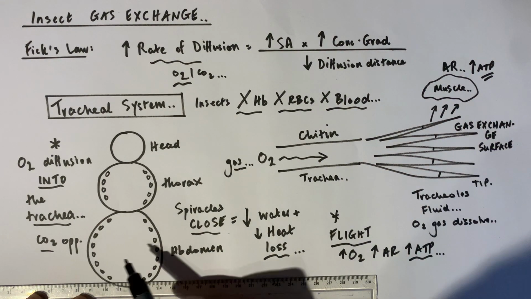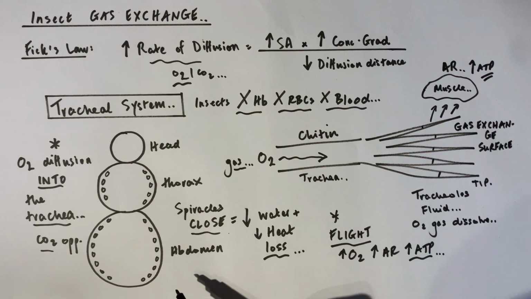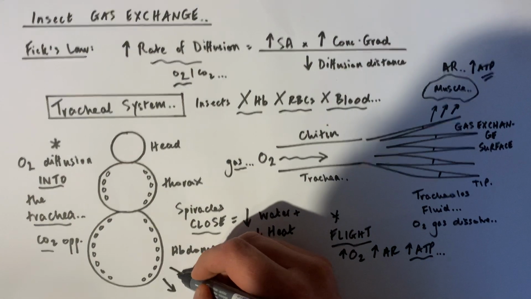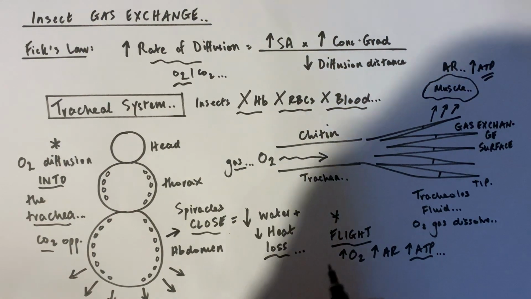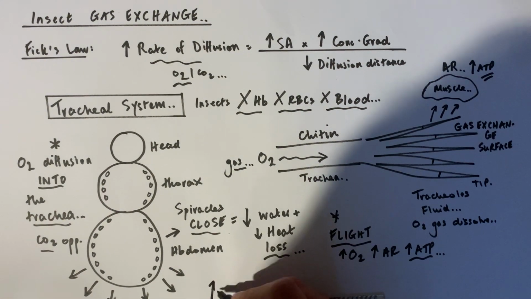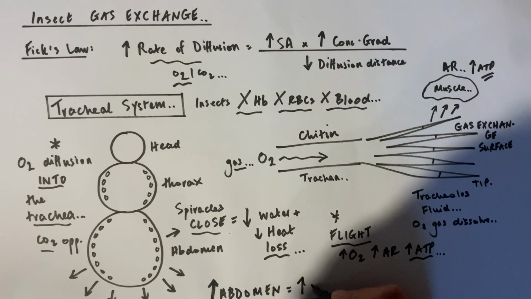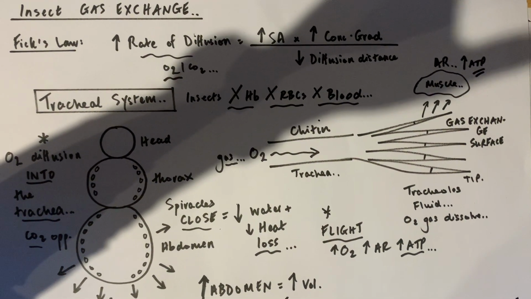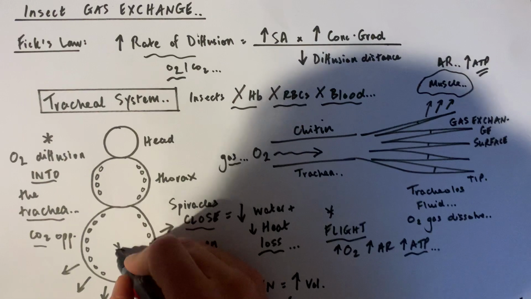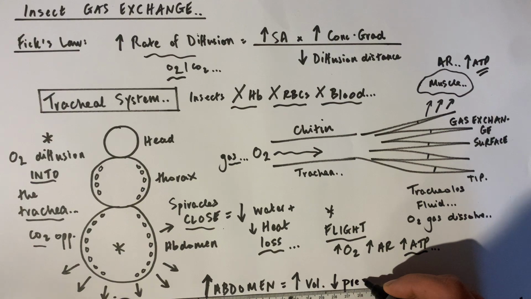So the abdomen can ventilate the tracheoles. So what happens during flight is the abdomen gets bigger. Now, as the abdomen gets bigger, so let me just put abdomen. The volume of the abdomen increases, and what that does, it lowers the pressure inside the abdomen here. So this is the abdomen. So as the volume gets bigger, the pressure inside the abdomen decreases.